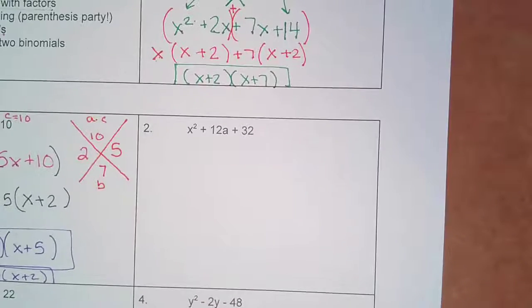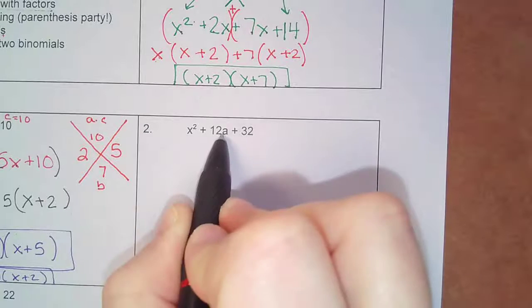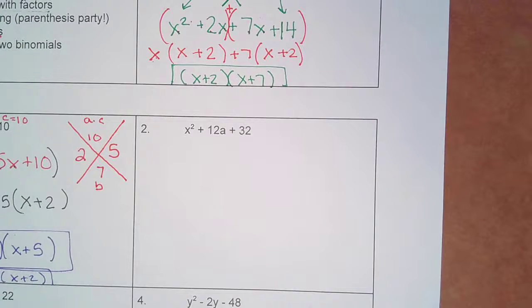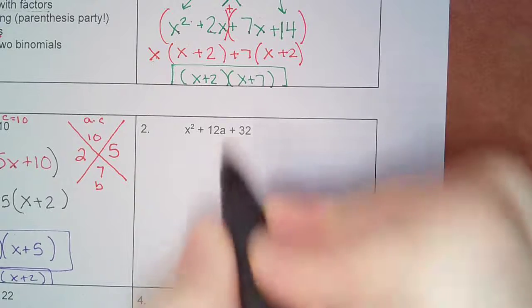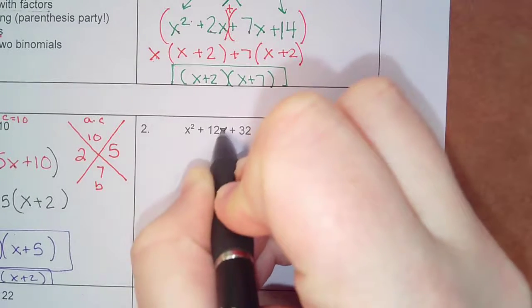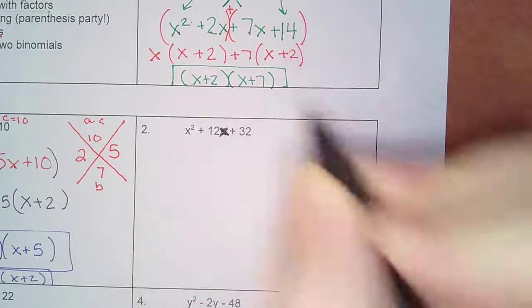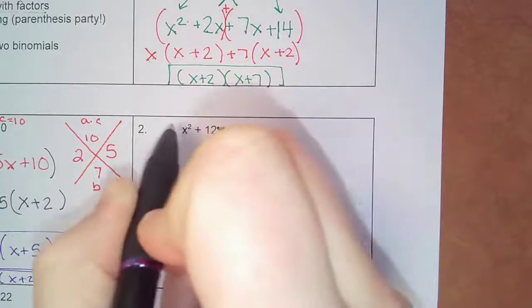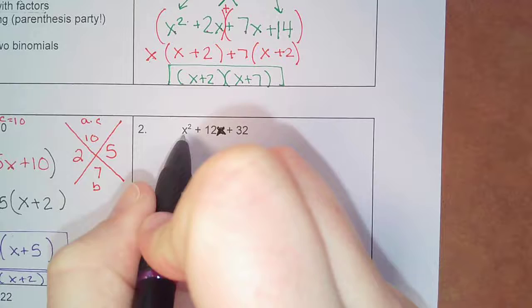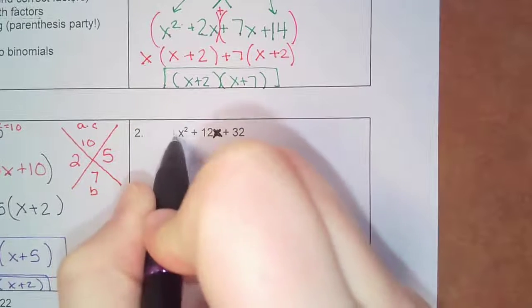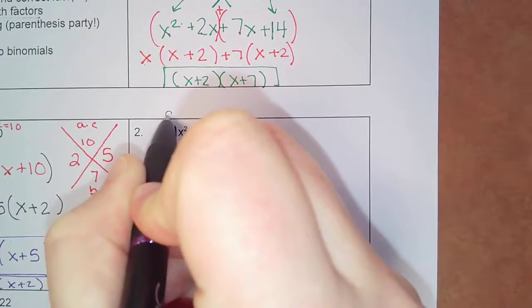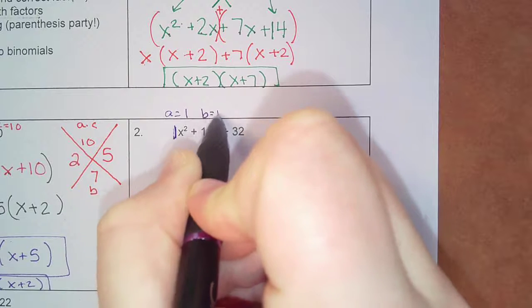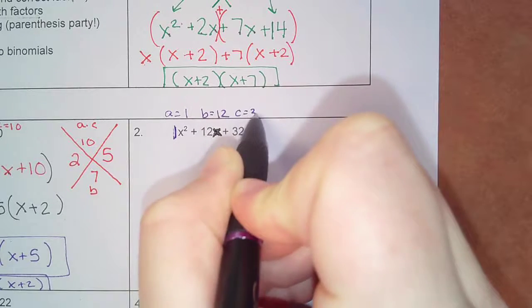Number 2. Oh, little typo here. We have x's and a's, so that is my fault here. Let's go ahead and make this an x. That's just a typo. So let's label A, B, and C. So if this is 1, A is 1, B is 12, C is 32.